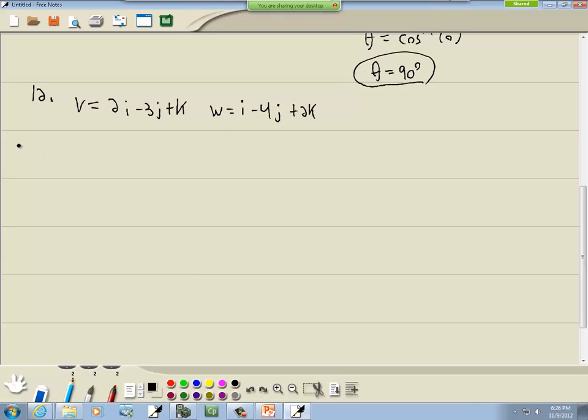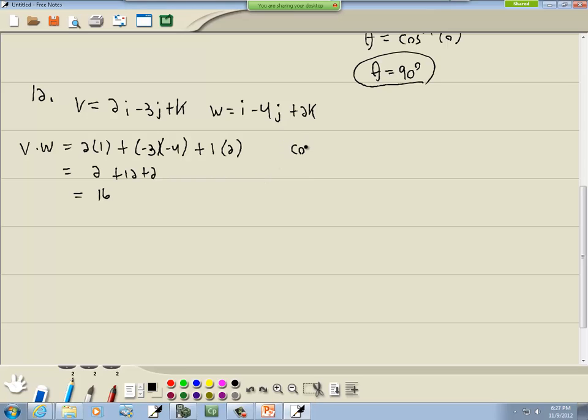Okay, first thing, dot product. So find the dot product of V and W. Multiply the numbers before the i's, so I got 2 times negative 1. Multiply the numbers before your j's, so I got negative 3 times negative 4. And multiply the numbers before your k's, so I got 1 times 2. So that gives us 2 plus 12 plus 2, which gives us 16.